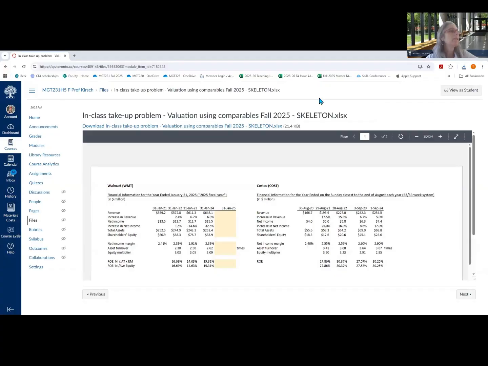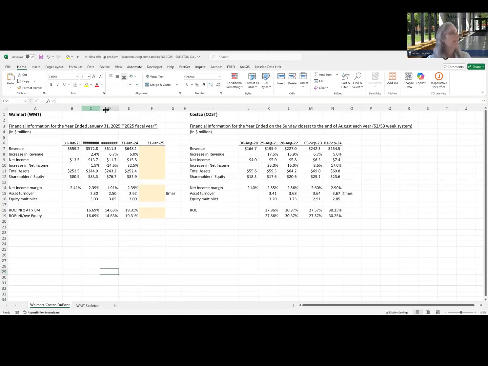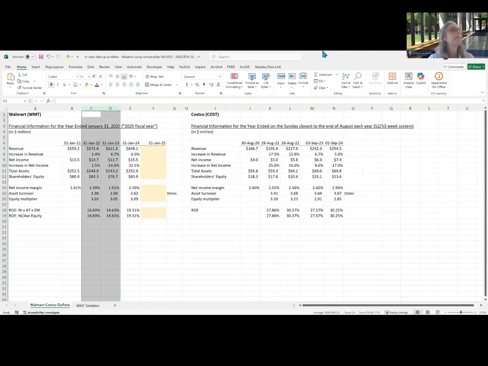Okay, let me share my next screen. If any of you ever get these hashes here, it's just because your columns are not wide enough. If you go between column B and C and double click, it'll automatically size it for you. That's just another Excel tip. Okay, where's my spreadsheet gone?